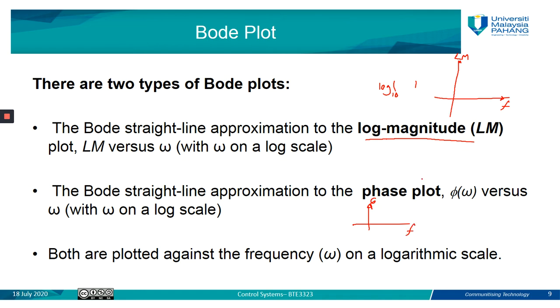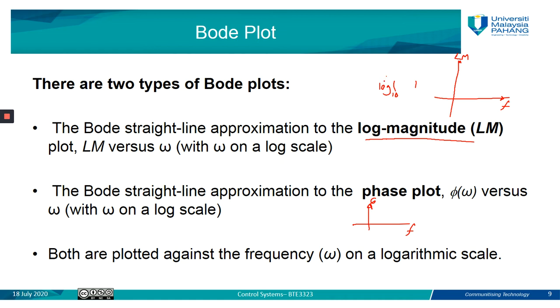So both Bode plots, the real axis, or the horizontal axis or x-axis of both Bode plots, represent the frequency. Since we have the frequency, this frequency actually has a wide range of values. So usually when we talk about frequency, we talk about kilohertz, megahertz, gigahertz, and so on. For that, we use the magnitude.